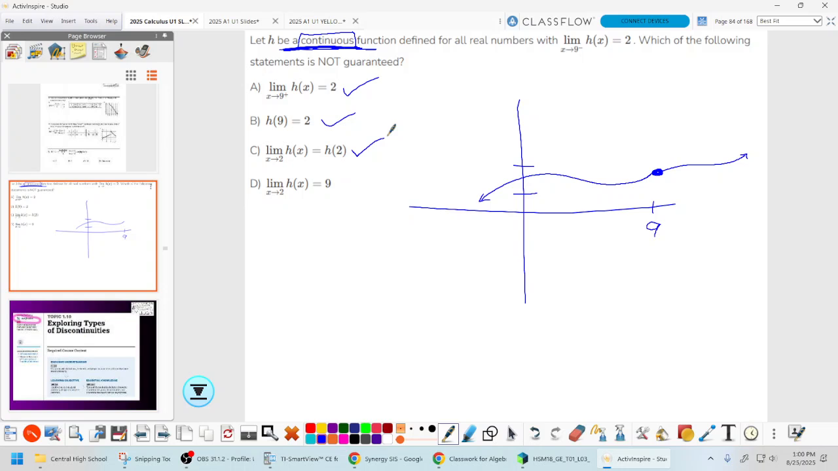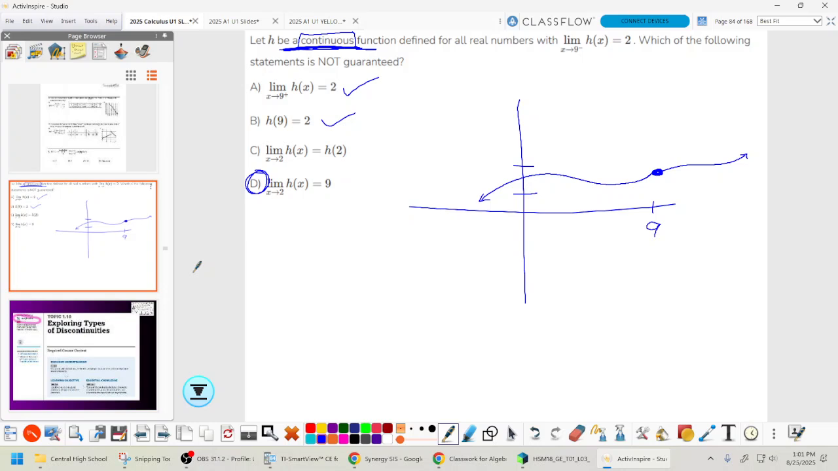And then D, well, we have no clue what's going on over here at 2, right? Like that's pretty much completely unrelated. So that one is not guaranteed. It could be true, but it is definitely not guaranteed. So how'd that one go? As a kind of summative limit idea here. Give me a thumbs up if you got it. Okay.